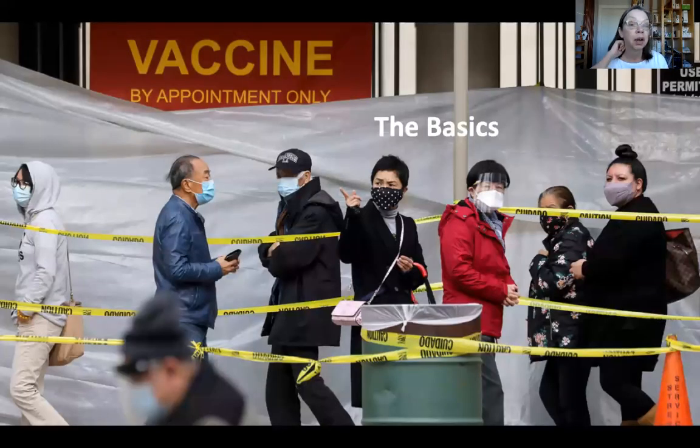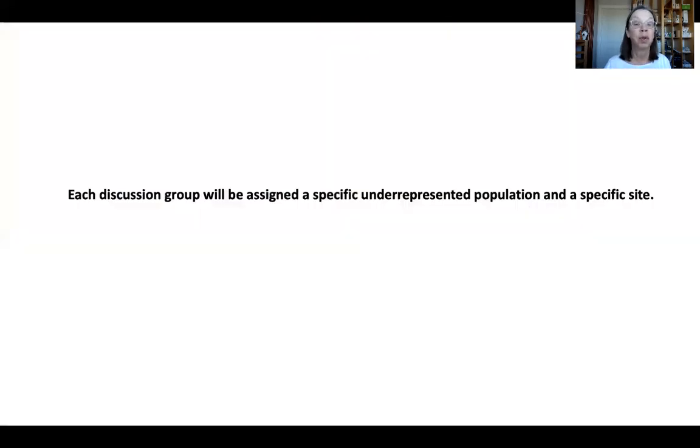So what's going to happen here, I'm going to go over some of the basics with you, and then I'll go into some of the other details. So the first thing is that each discussion group will be assigned a specific underrepresented population and a specific site. And you can find those in your discussion groups. I've set up a thread for the Project One COVID Memorial in your discussion groups. All of your instructors have already loaded up your assigned group and your assigned site.